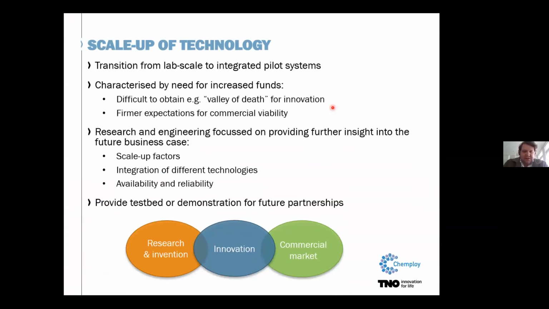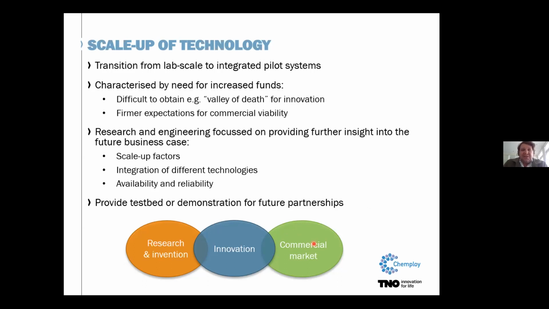Just to set the scene and describe where I'm coming from, essentially what we're talking about here is, of course, a scale-up of technology. As mentioned previously, you're transitioning from your typical lab scale setups or units and moving through your innovation phase to the more integrated systems and larger scale units or pilot systems, which typically end at having essentially a mini plant situated in an operational environment. So it's really trying to bridge this divide between the research and invention side of things until it is fully realized in the commercial market.